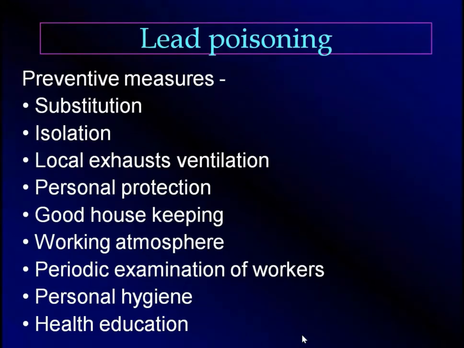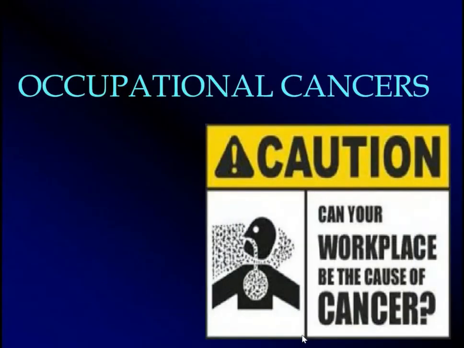And lastly, health education. Health education is important for the workers who are working there. We have to tell them how to keep things safe, how to maintain personal hygiene, and how to protect themselves from getting exposed to this. So all this will be taught under health education. So these are the various preventive measures under lead poisoning. This is a very important question. It is a short note for you. So that's about lead poisoning.